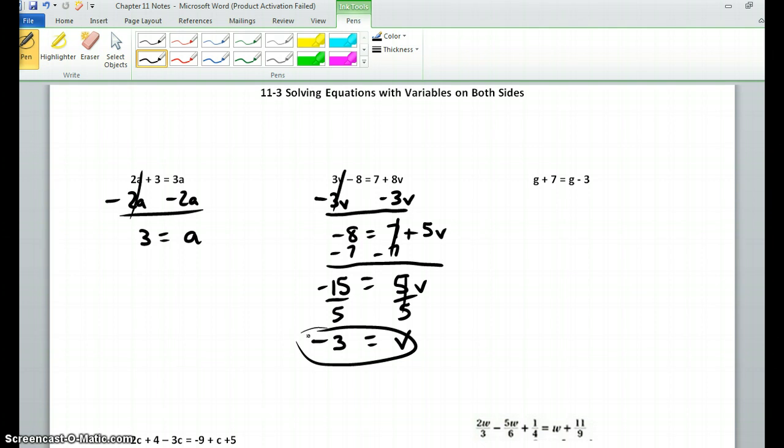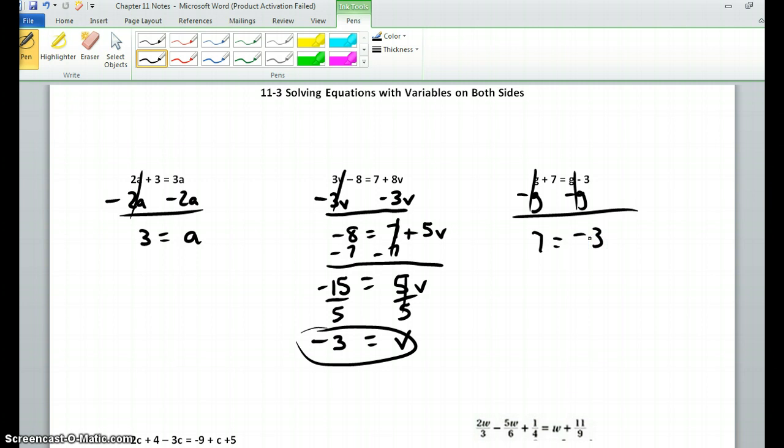The next one, g plus 7 equals g minus 3. So I need to get rid of a g, so I subtract a g from both sides. And something unique happens in this instance. My g's cancel out, and I end up with 7 equals negative 3.